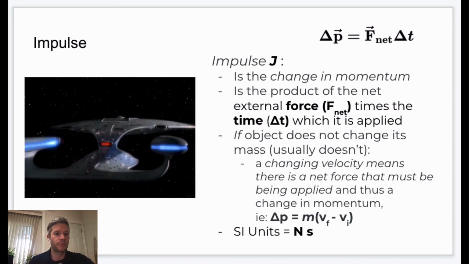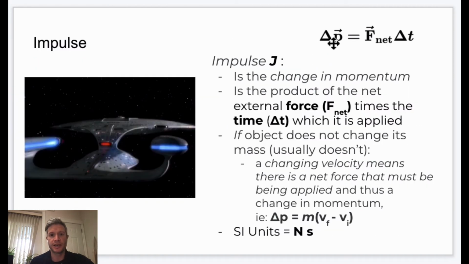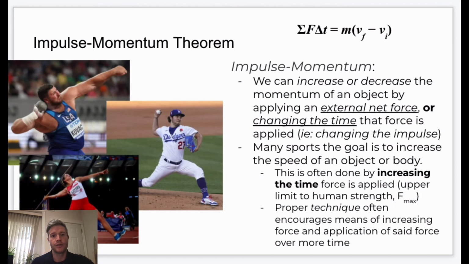Now, the reason this is important is we can start figuring out some things by relating impulse and momentum, right? If we see that we have delta P, or delta rho, equaling force times the time that force is applied for as far as impulse, and we see that our momentum is mass times velocity, and again, the mass of an object typically doesn't change, what we arrive at is the impulse momentum theorem. Okay, so more or less what it says is we can increase or decrease the momentum of an object by applying an external force or by changing the time that force is applied for. And then we can change the velocity that an object experiences.